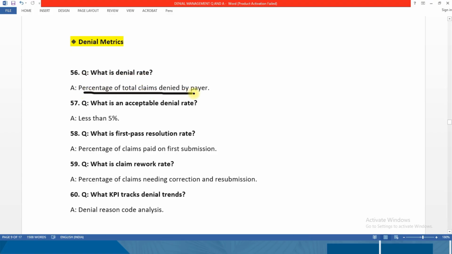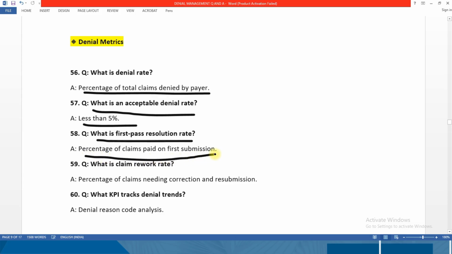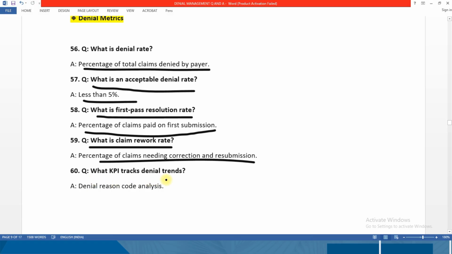The percentage of total claims denied by a payer is called the denial rate. What is an acceptable denial rate? Less than 5%. What is first pass resolution rate? The percentage of claims paid on first submission, without any rejections. What is claim rework rate? The percentage of claims needing correction and resubmission is called claim rework rate. What KPI tracks denial trends? Denial reason code analysis tracks the KPI trends of denials.